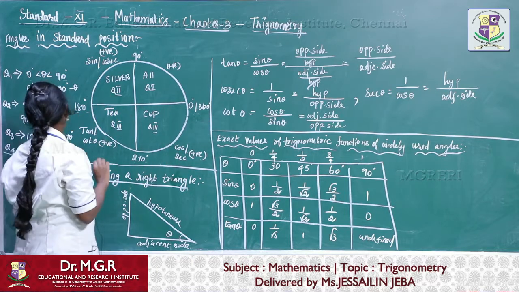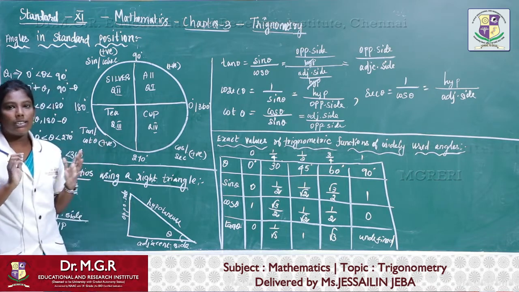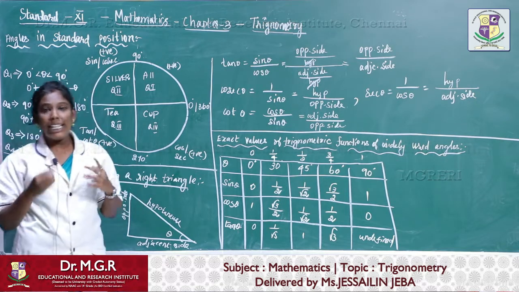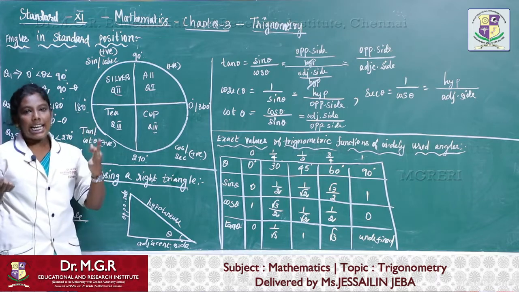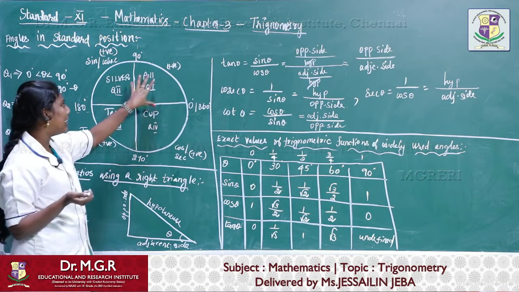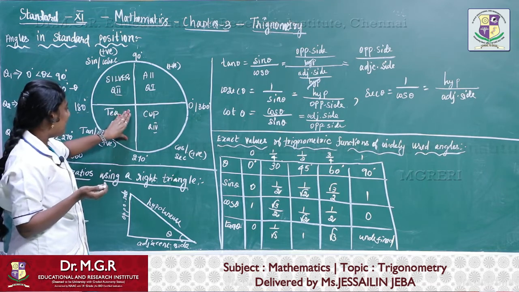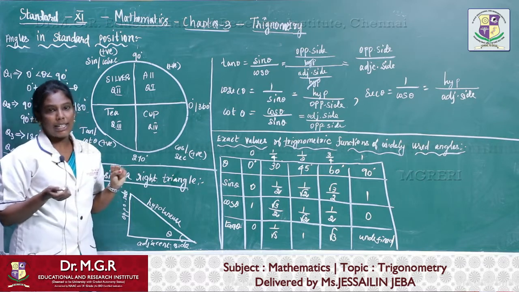One more important thing: we are going to name these 4 quadrants as All, Silver, Tea, Cup. The first quadrant is named All, the second quadrant is named Silver, the third quadrant is named Tea, and the fourth quadrant is named Cup.